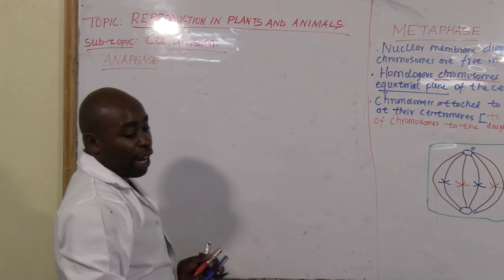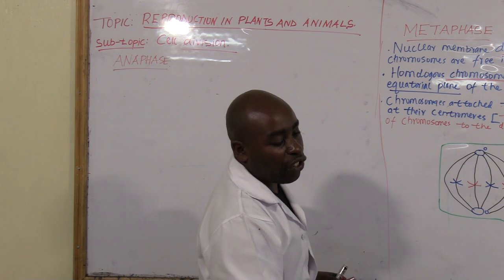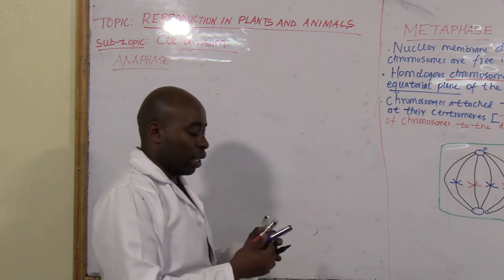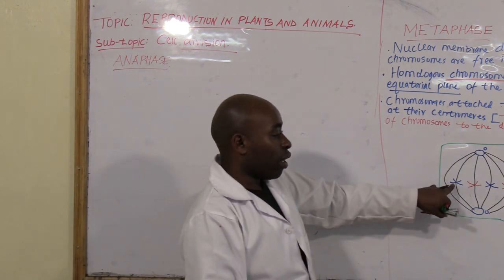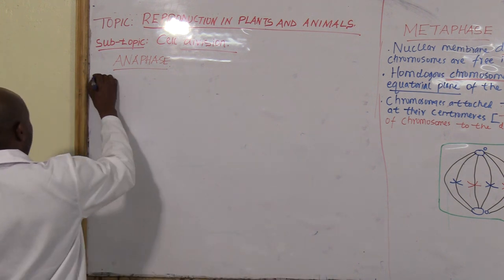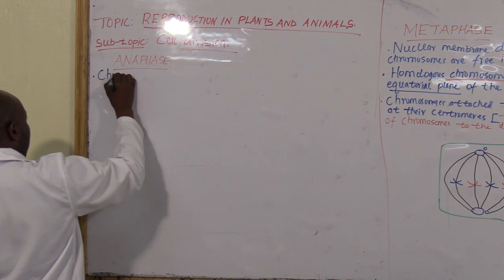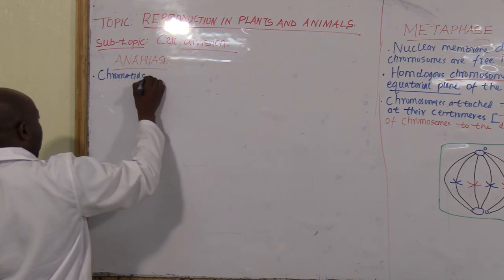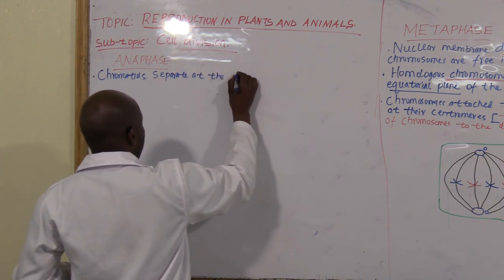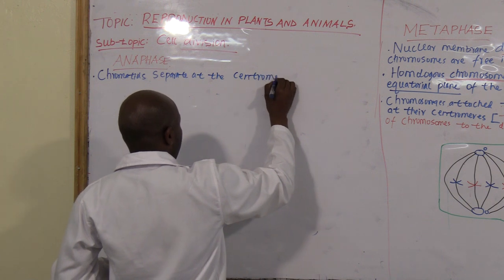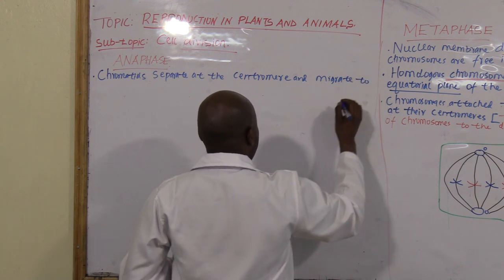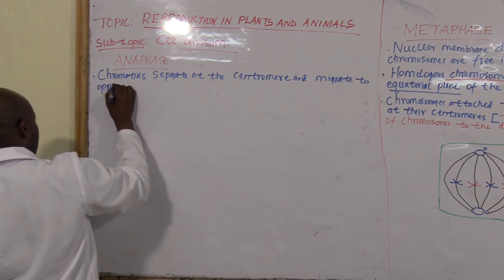Anaphase stage. So at anaphase, we shall be having some other changes taking place. In anaphase, now the chromatids will separate at the centromere. At this point, these chromatids will separate at the centromere and migrate to opposite poles.